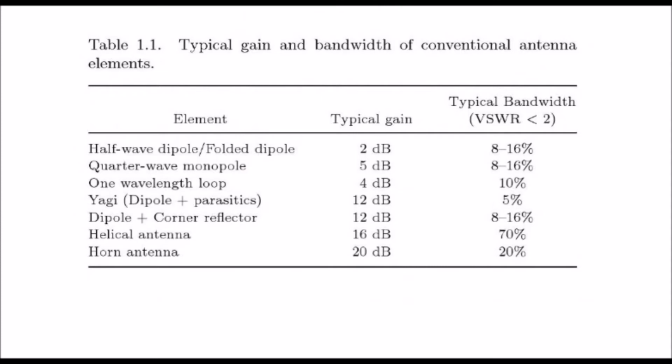Typical gain and bandwidth of conventional antenna elements. I guess I'll read the chart. Half-wave dipole, folded dipole, quarter-wave monopole, one wavelength loop, a Yagi, a dipole plus corner reflector, helical antenna, and horn antenna, and it's got the typical gain and typical bandwidth.